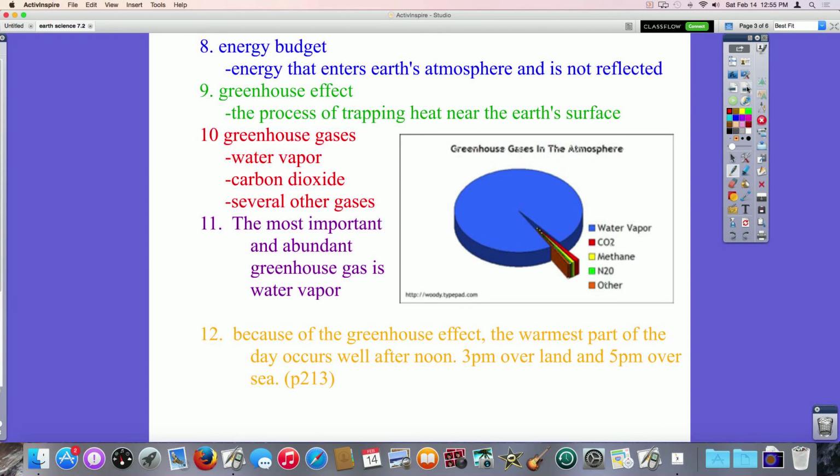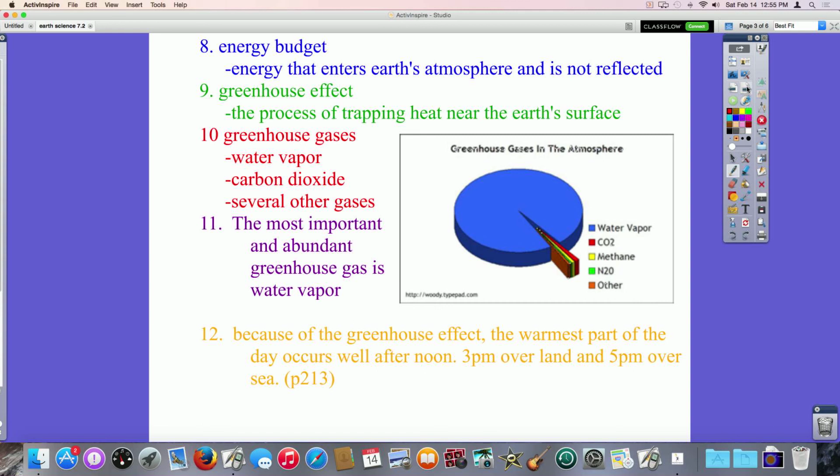And this is the process of trapping heat near the Earth's surface. There are several greenhouse gases. Two of the more important ones are water vapor and carbon dioxide. There are several others. Our graph here mentions methane, nitrogen dioxide, and then it says others. And as you know from our study of the composition of the atmosphere, really the only one on here that has any significant composition in our atmosphere is carbon dioxide, even though it's only at what did we say it was? 0.003% on average, I think. The other ones are barely mentioned.